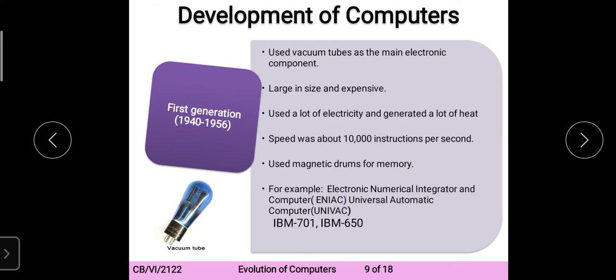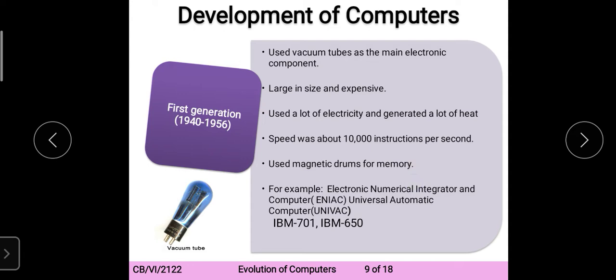What was it used? It used the vacuum tube. You can see at the bottom, it is large in size and expensive, used a lot of electricity and generated a lot of heat. Speed was 10,000 instructions per second. At that time, not only one vacuum tube but lots of vacuum tubes were used. Then it used magnetic drums for the memory.